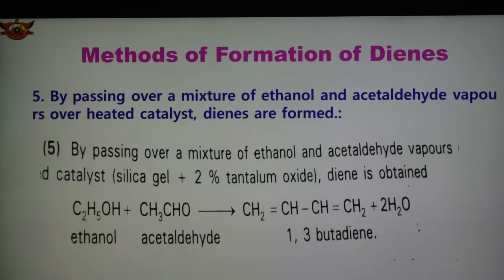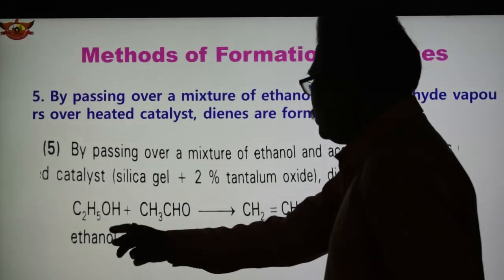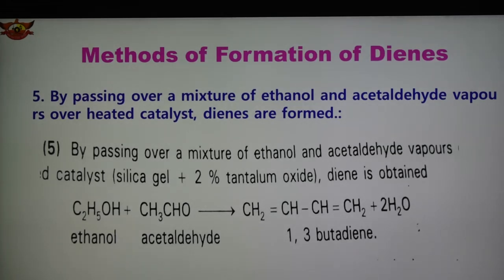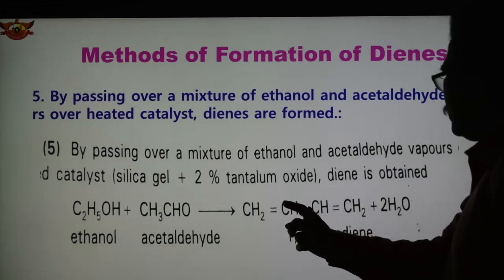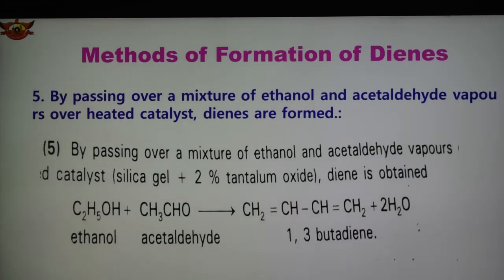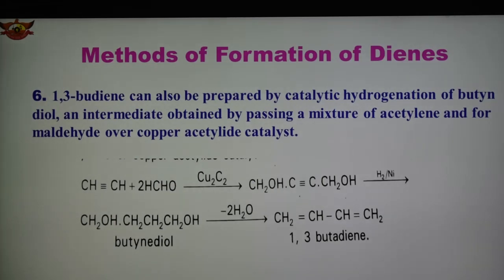Another method, number 5: 1,3-butadiene can also be obtained by passing a mixture of ethanol and acetaldehyde vapors over a heated catalyst, and we get the diene. Here acetaldehyde and ethanol are mixed together, and two water molecules are released. So 1,3-butadiene is the product, and two molecules of water are released. In this way, by passing the mixture of ethanol and acetaldehyde over the heated catalyst, we obtain 1,3-butadiene. This is another method.